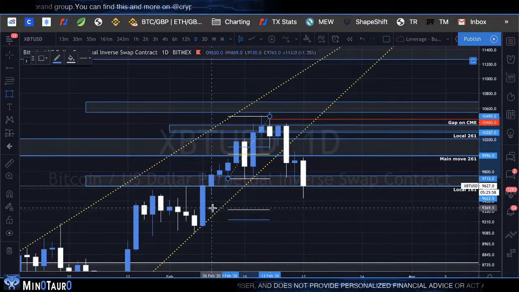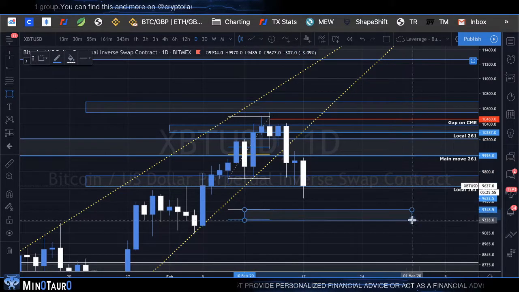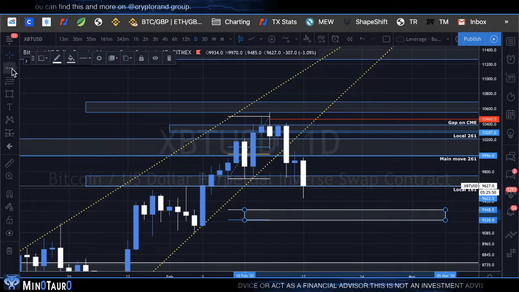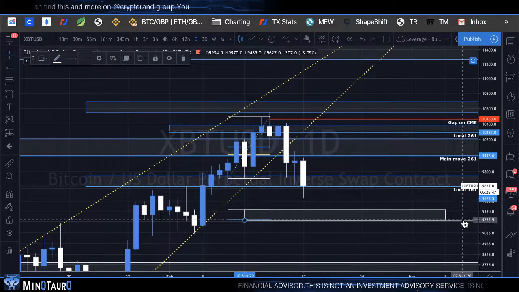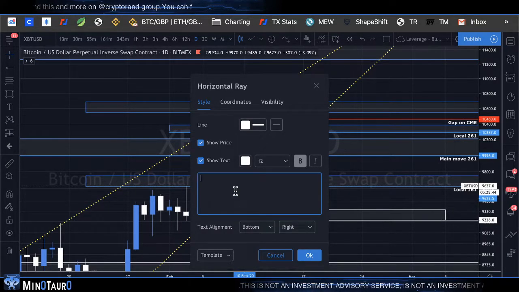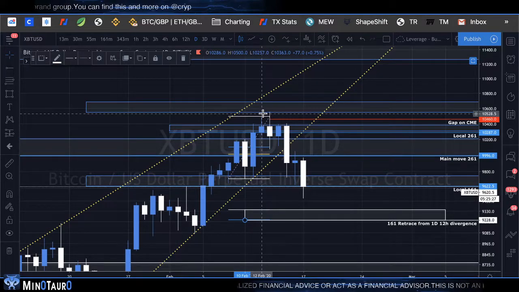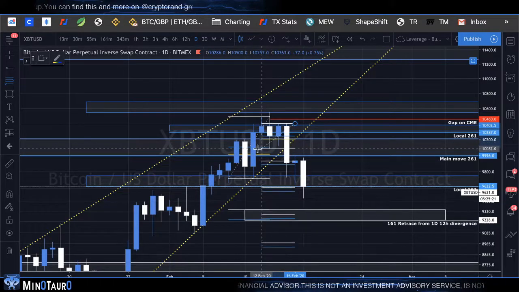Let's just put an example. And also to give you an example, you're going to see something like this. It's going to be white. It's going to have a line under, and it's going to tell you 161 retrace from, this is the 1 day or 12-hour divergence. Okay, so you can estimate the entity of the move, but we also have a different divergence here. There is also this divergence here. Look.